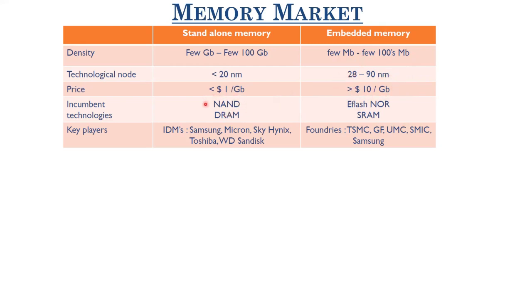The major technologies covered by the standalone memory market are NAND and DRAM, and the major technologies covered by the embedded memory market are embedded flash or eNOR flash, eDRAMs and SRAMs. So these are three major technologies which are covered by embedded memories.